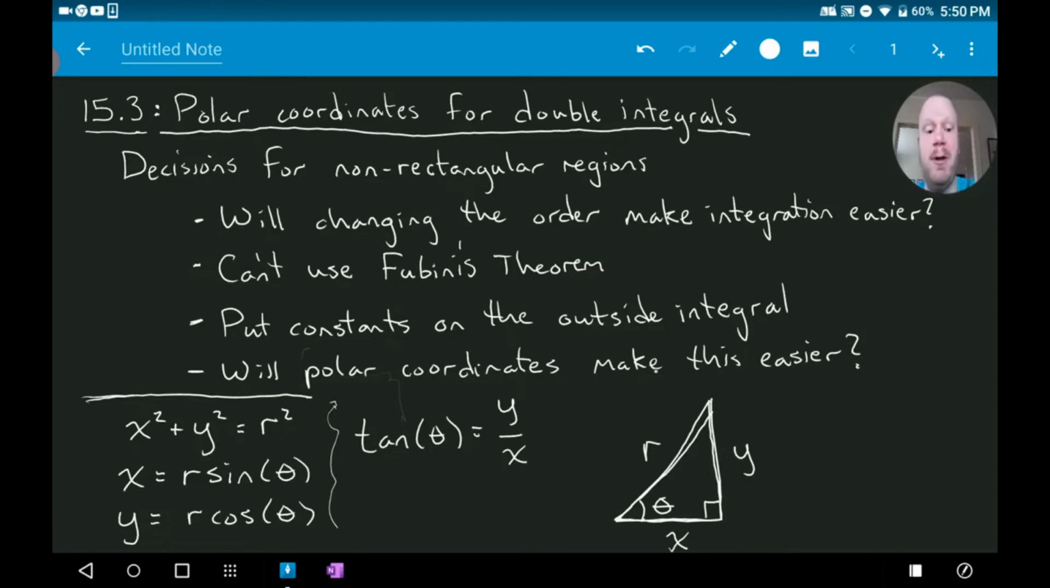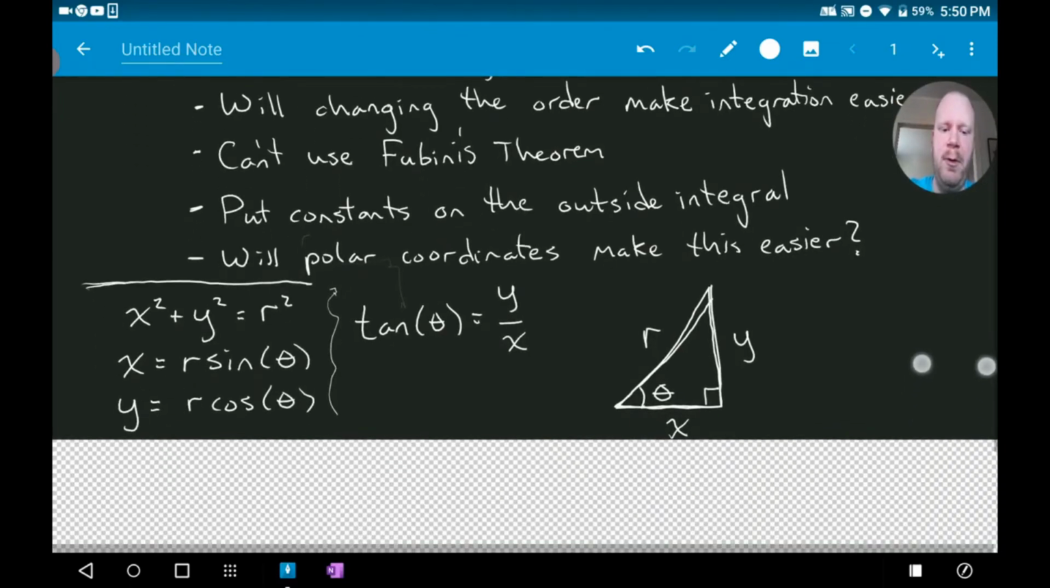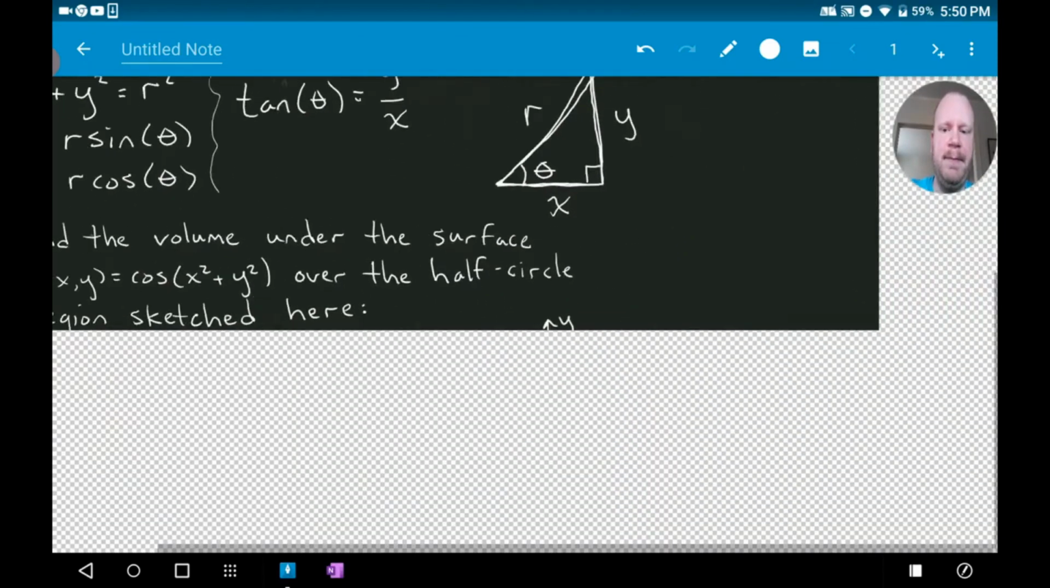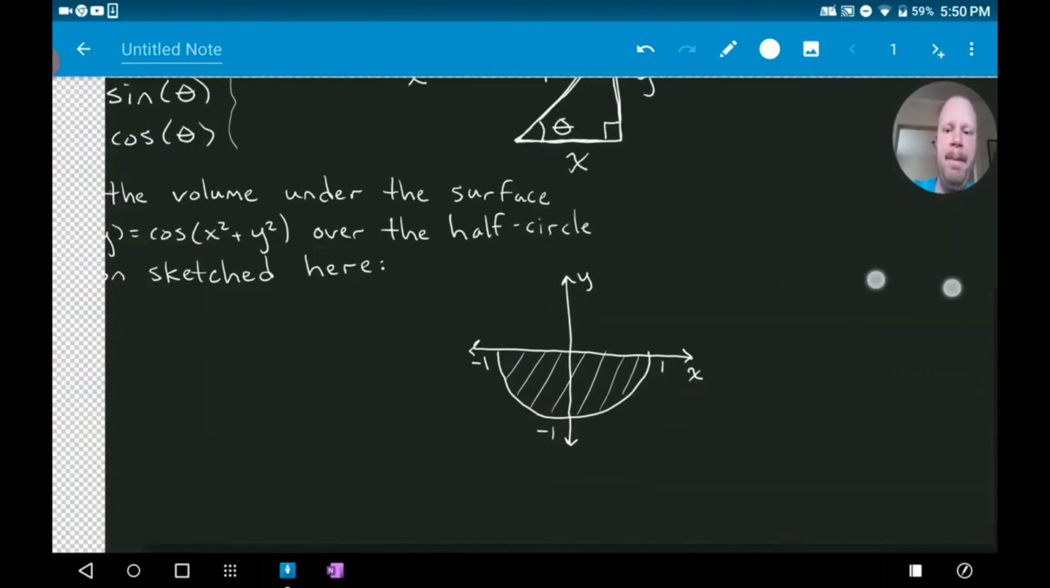Will polar coordinates make this easier? If you have an x squared plus y squared somewhere in there, then the answer is almost always yes. Okay, so I've got an example for us to look at.